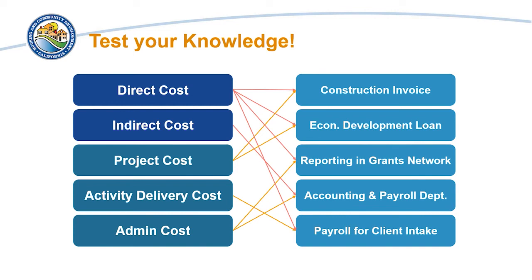Reporting in Grants Network, or eCivis, is a direct cost and an administration cost, since it's an actual cost incurred for the general management, oversight, and coordination of the CDBG CV award.